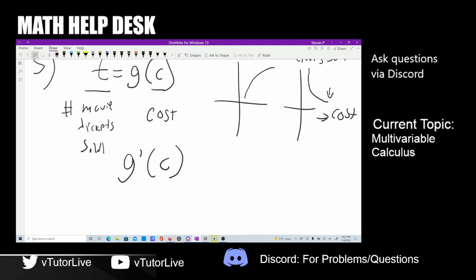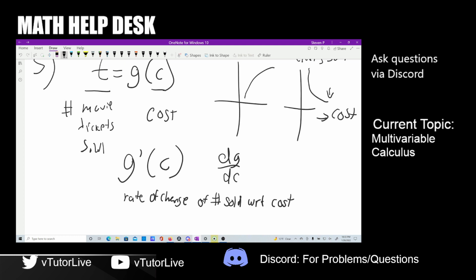But the idea here is that g prime of c just means dg/dc, or basically in terms of the word problem, it's the rate of change of number sold with respect to cost. That's what that means. So if you made a small adjustment to the cost of the ticket, the slope would tell you the rate at which the number of tickets you sold changes.